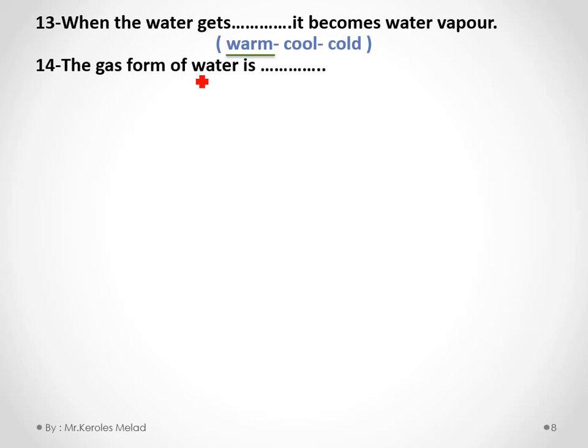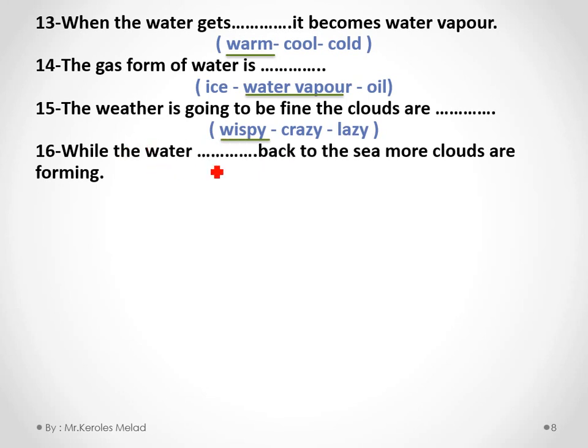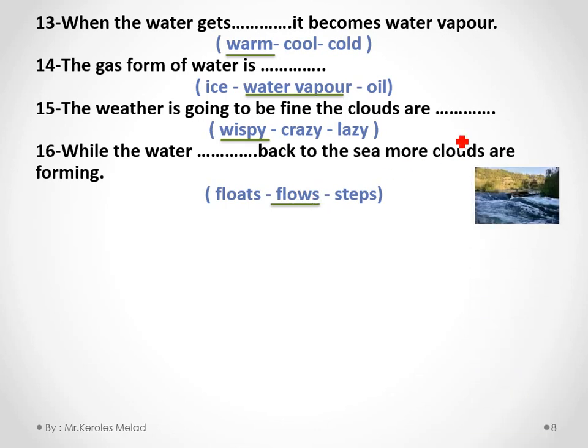The gas form of water is water vapor. The weather is going to be fine. The clouds are wispy. While the water flows back to the sea, more clouds are forming. Flows means move.